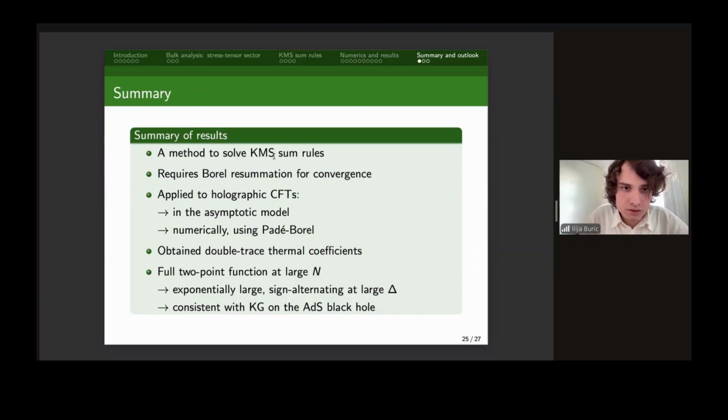We applied it to these holographic CFTs and obtained these low-lying double trace coefficients with what seems to be a fairly high degree of accuracy. On the other hand, for the heavy double trace coefficients, the asymptotic model should provide a good understanding of how they behave, in particular this asymptotic growth with alternating signs.